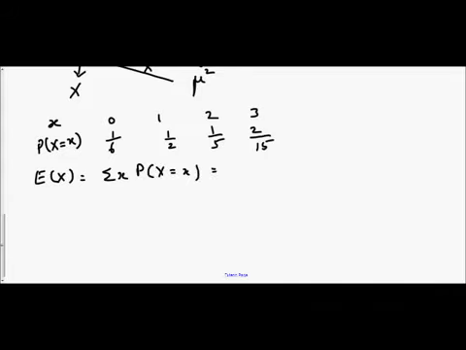And how would you do this? This is 0 times 1 over 6 plus 1 times 1 over 2 plus 2 times 1 over 5 plus 3 times 2 over 15, which on simplification would give you 1.3.